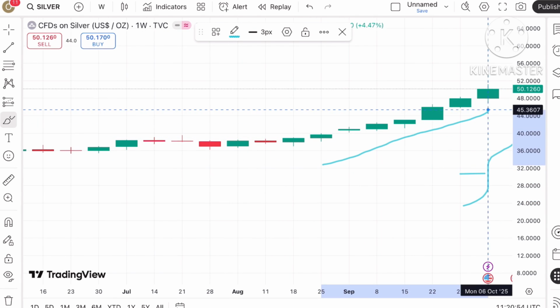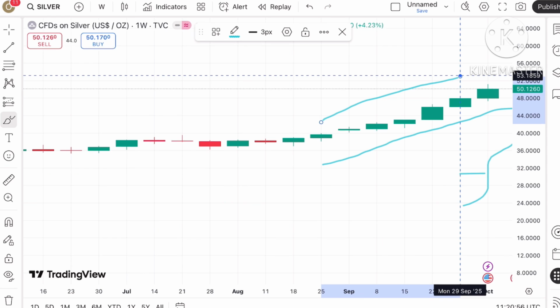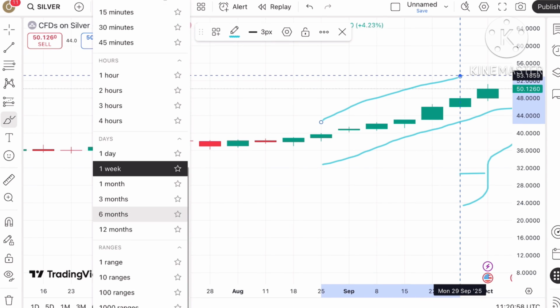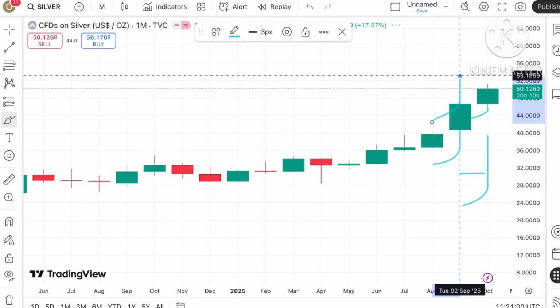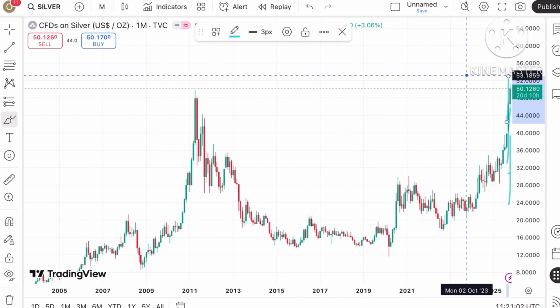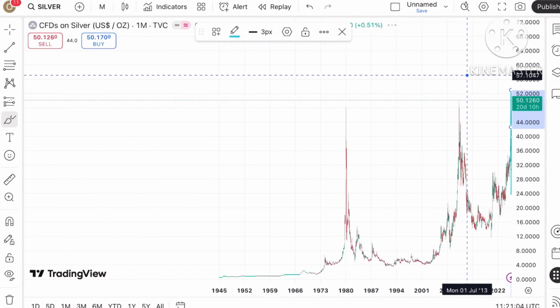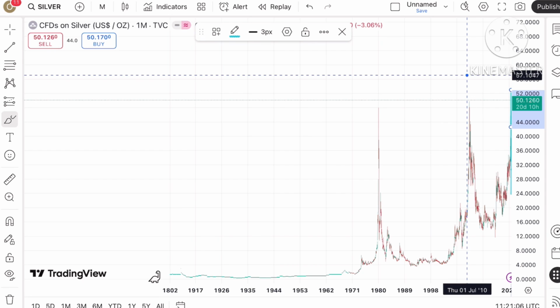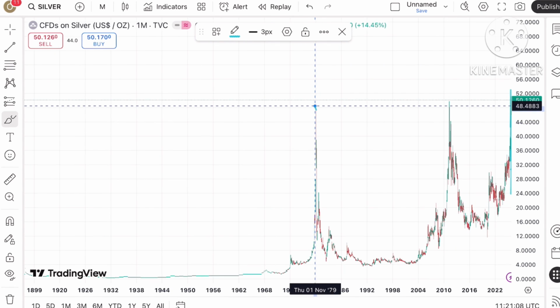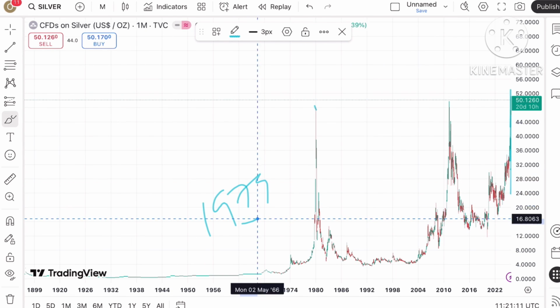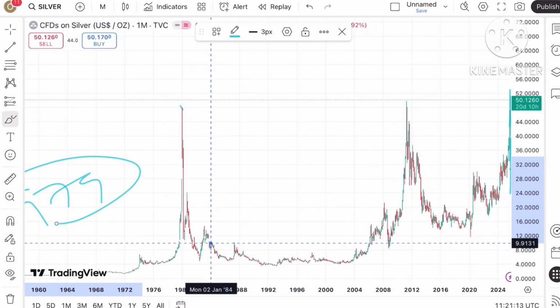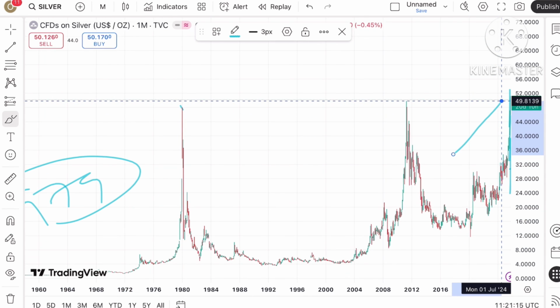Look at this particular chart. There is a continuous rise, and if you look at the monthly chart, you will see clearly that the price has made a high after 45 years. So there can be higher chances that the price can go further upside, because this level we saw in 1979. That means after 45 years, the price of silver has touched this particular level.